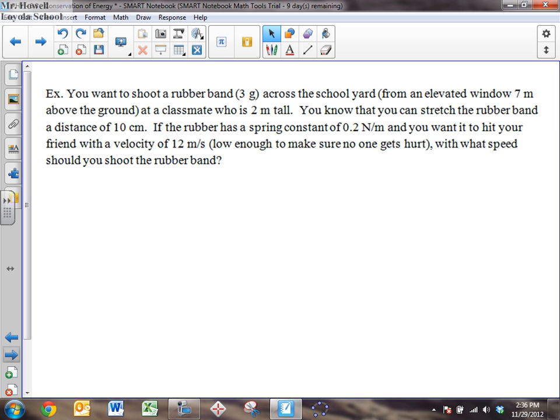So again, you want to shoot a rubber band with a mass of 3 grams across the schoolyard, from an elevated window 7 meters above the ground, at a classmate who's 2 meters tall. Which is like 6.5 feet. Maybe a little more than 6.5. So maybe somebody pretty tall.